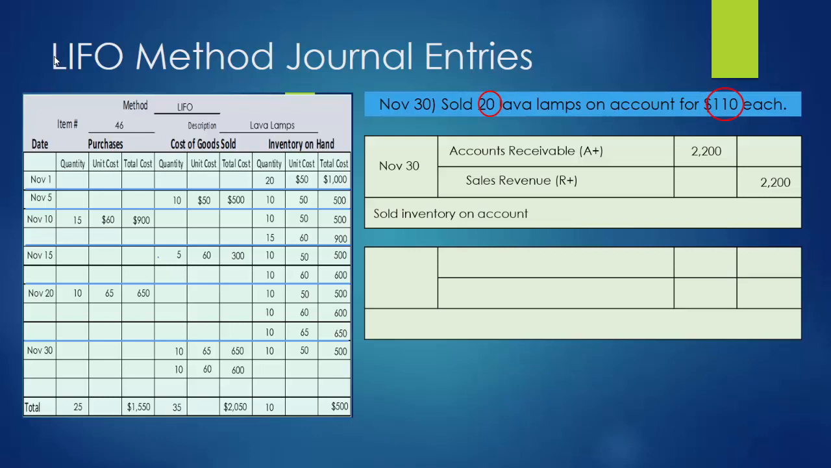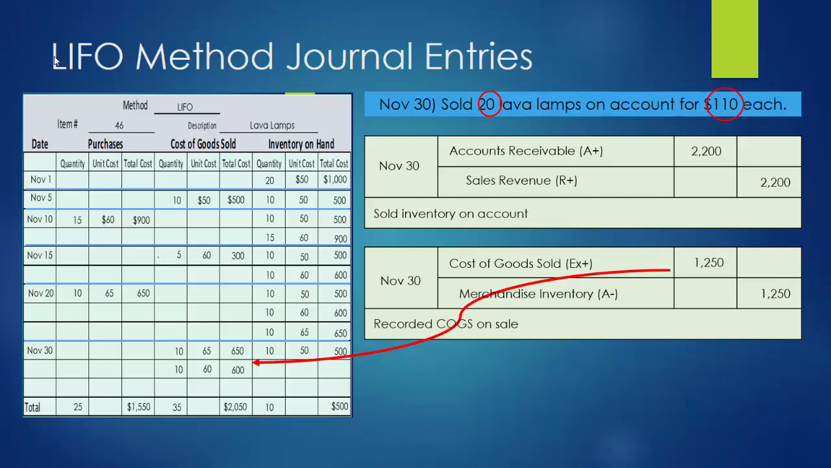And then for November 30th, let's record the expense portion of that by debiting cost of goods sold. We'll go to our perpetual inventory record and see what we have. Well, we sold all of our $65 units. We sold all of our $60 units. In total, the total cost, if you add those together, was $1,250. Let's credit merchandise inventory for that same amount, $1,250, and we recorded COGS on sale.